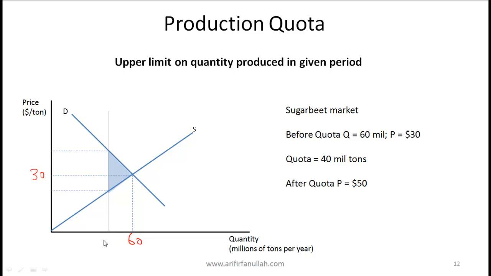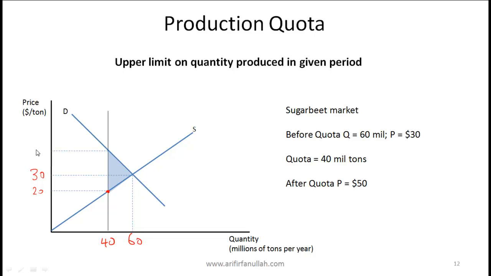What is going to happen here? So with this production quota, at a quantity of 40, suppliers are willing to supply at a lower price of, let's say, 20. And what is the demand? So people are willing to pay a much higher price. So let's say people are willing to pay 50. So people are now willing to pay much more than the supply.